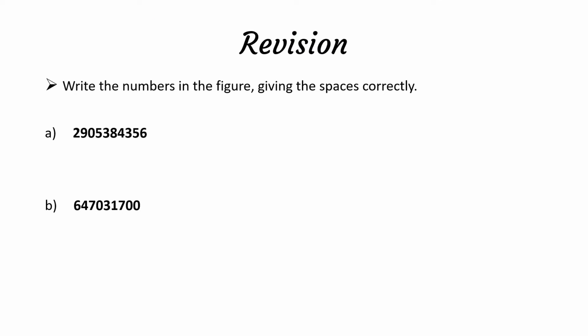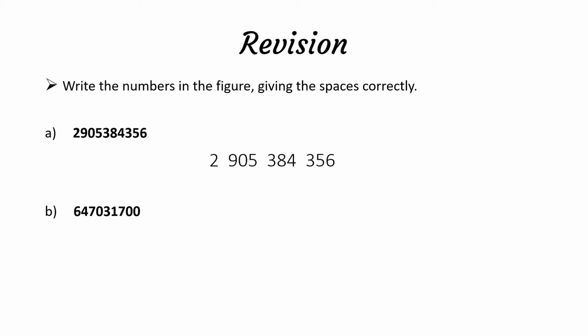Okay, so these are the numbers written here, and we have to write them according to international number system. It means that we have to give the spaces correctly. So we know that we always start from the right side and we give space after 3 digits starting from the right side. So let's write this first number. Okay, it will be written like this.